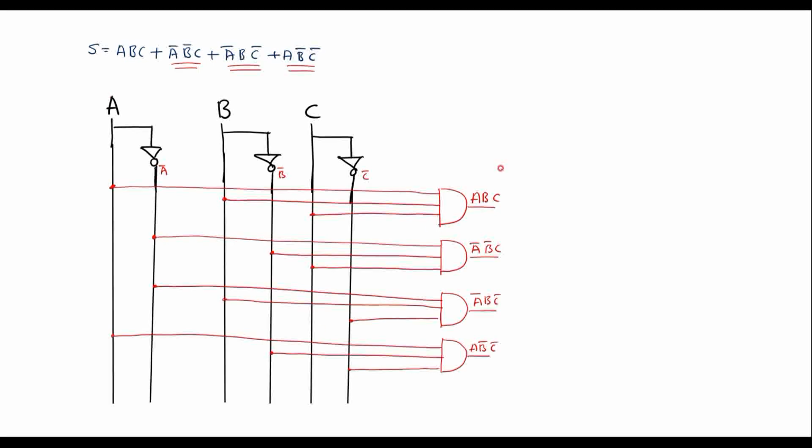Now we are supposed to add these four terms using an OR gate. Now I will use a 4 input OR gate. The output of this is S. So connect all these terms to this OR gate. So this is the realization for the given expression.